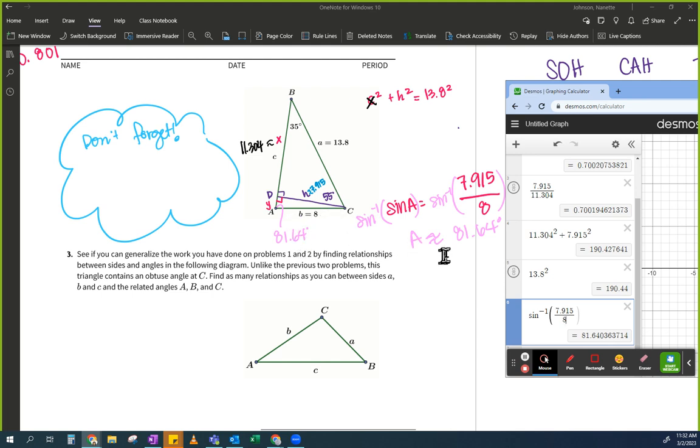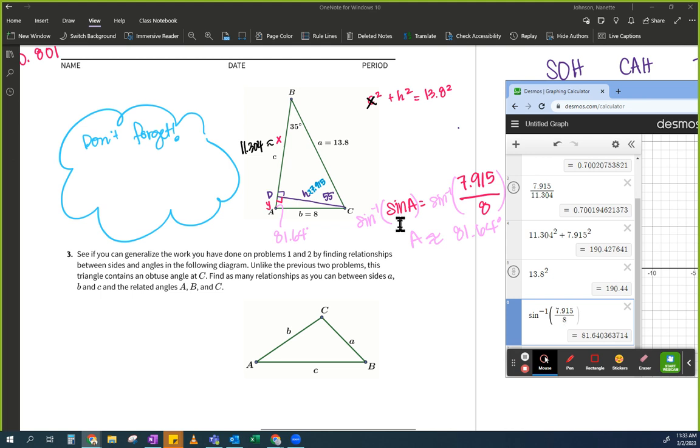Okay. So when I look at 81.64 degrees, my brain says, that makes sense. Why does 81 degrees, a relatively bigger angle, make sense here? Where did I get the sine inverse from? Oh, okay. Back to here. Do you see how A is stuck in sine? Does everybody see how A is stuck in sine?